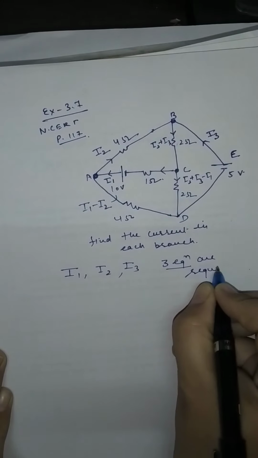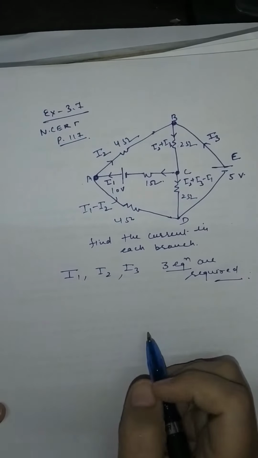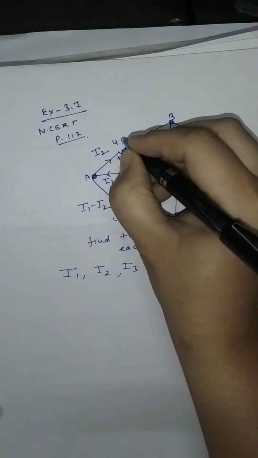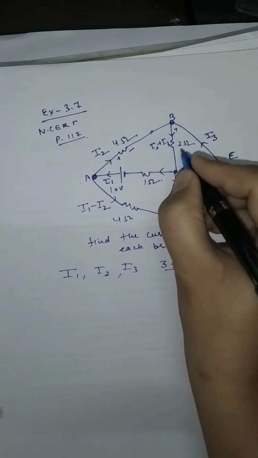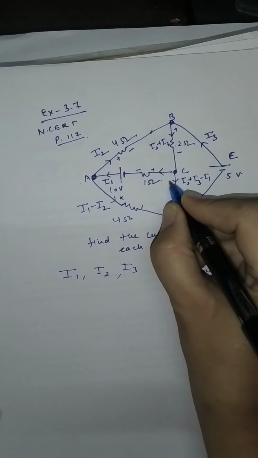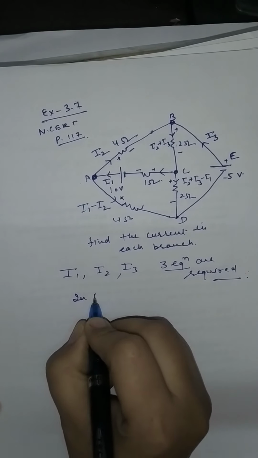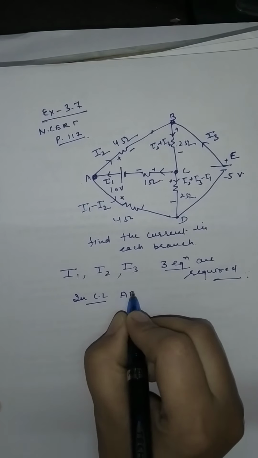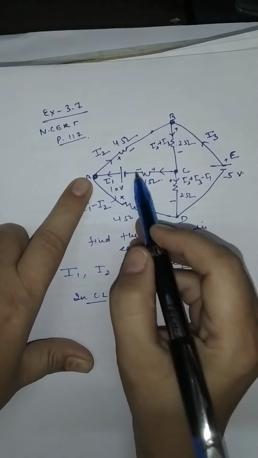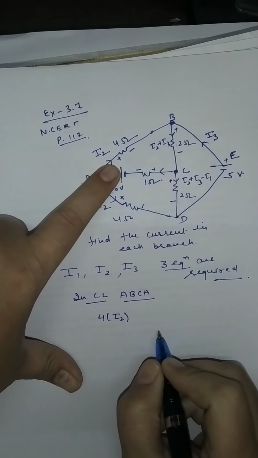For this you have to take the 3 closed loops. First loop I will take A, B, C, A, and before that I will put the sign here. Current flows from higher potential to lower, right? Positive to negative, this is positive to negative, this is positive, this is negative. So in the closed loop A, B, C, A, I will apply A to B. First element is 4 ohm. I will take first sign, this is 4 into I2.